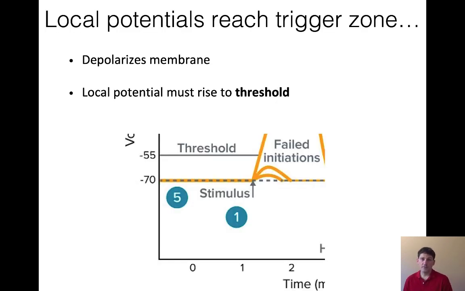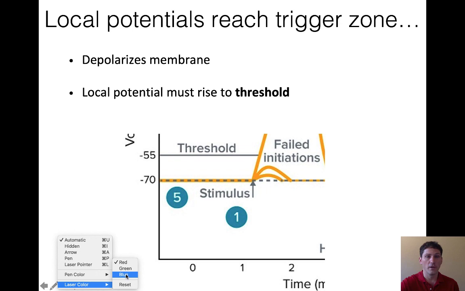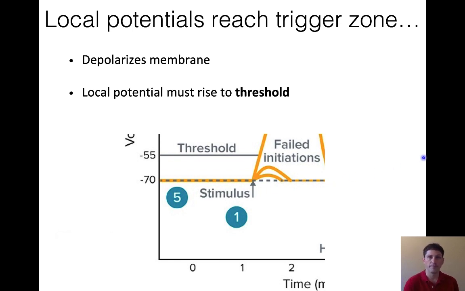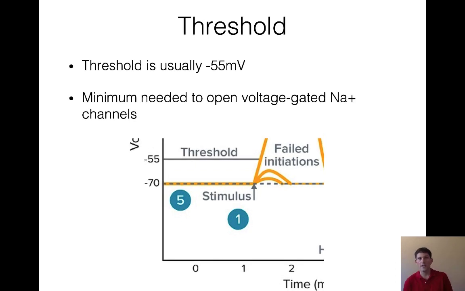Now, we got to this point last time and we said that local potentials are coming in from a presynaptic neuron. Some kind of stimulus is coming in, and that's depolarizing our membrane. But that depolarization has to reach negative 55 millivolts. It has to reach our threshold. Otherwise, we don't get a signal that is sent. So you can see here, these are failed depolarizations. But we can see here that this one is going to take off. So threshold, in our case, we're going to use negative 55 millivolts.